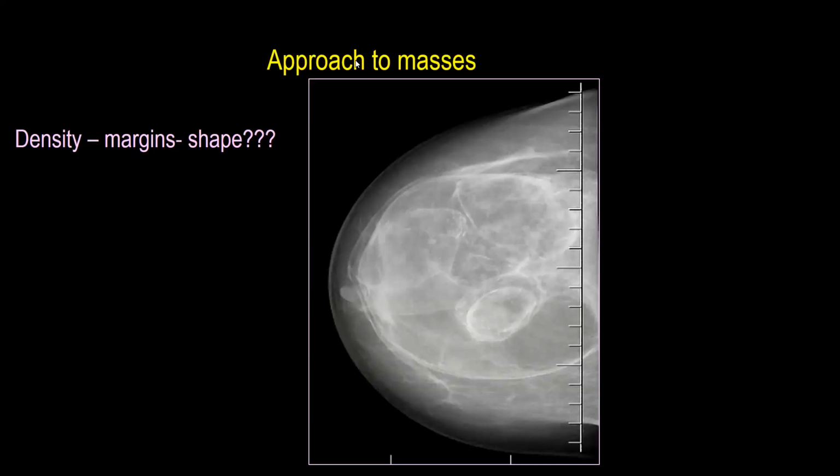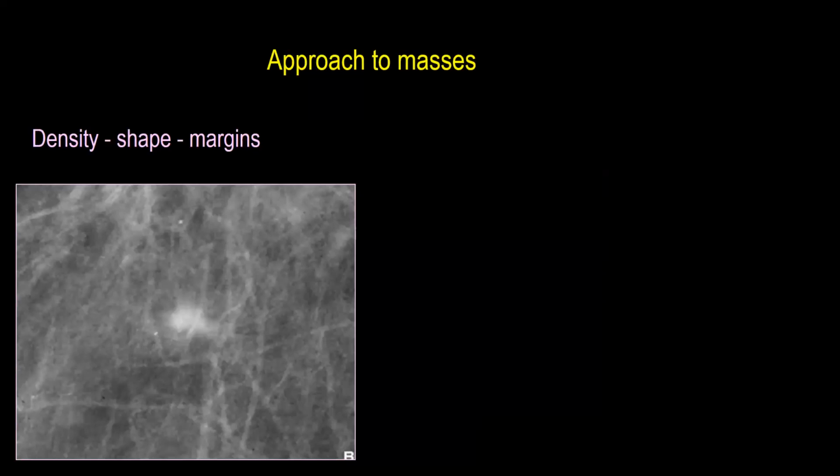So who is going to take this one? Density, mixed density. Margin, circumscribed. Shape, oval, though the posterior portion you did not see. It is a hamartoma. Yes, it is a huge hamartoma, taking most of the breast. That is a hamartoma. What about this one?